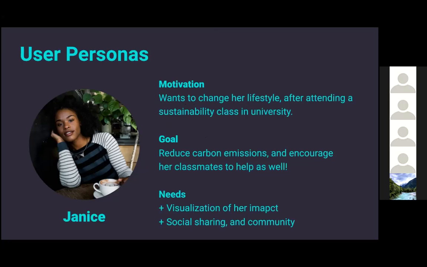She wants to change her lifestyle after attending a sustainability class in university. So she wants to reduce her carbon emissions because that's her goal, because she has motivation behind that. And you also figure out the needs. Well, what does our product address in terms of needs? Maybe she wants to visualize her impact because she's on this new lifestyle change.